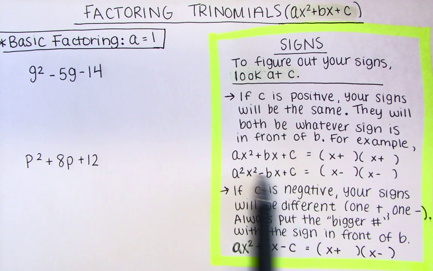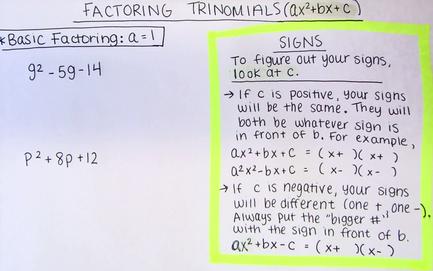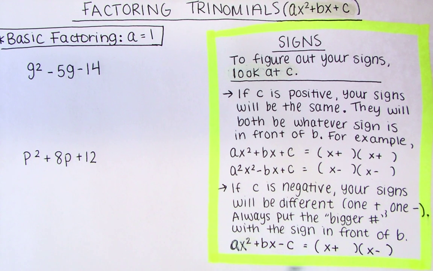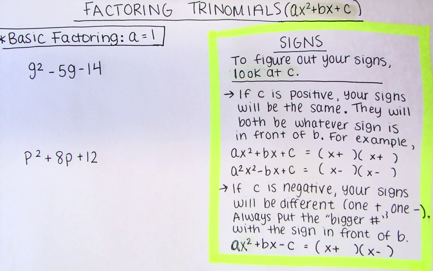So I kind of broke it down in two cases for you if you look to the right in that yellow box. And then if C is negative, so if your last term is negative, then that means that your signs will be different. So one will be positive, one will be negative, and the only thing you have to be careful about in that case is where you put which number. You're always going to put the bigger number of your factors in front of the sign that corresponds to the sign in front of B. So in this case, if I were going to factor this out, since my last term is negative, I need a plus and a minus, but because B is positive, I'm going to put the bigger number out of my two factors behind the plus, okay, since that's a plus to begin with.